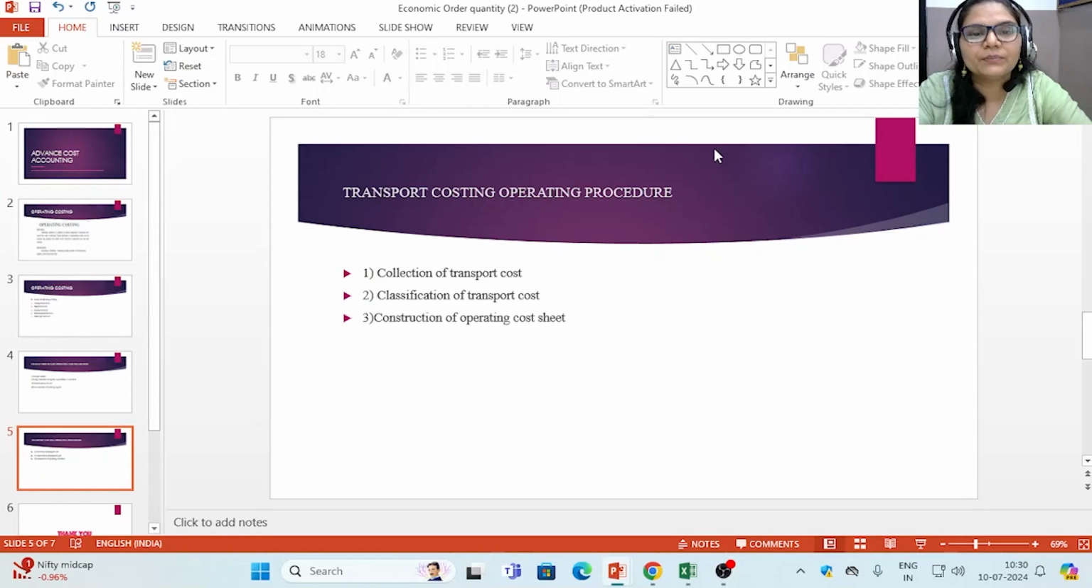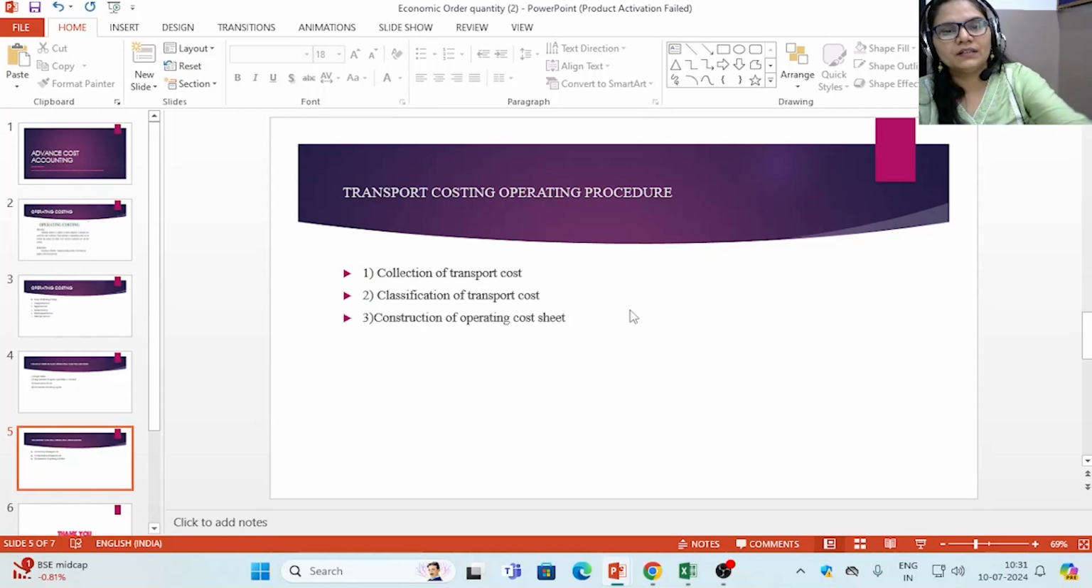The accounting procedure includes collection of transport cost, classification of transport cost, and construction of operating cost sheet. Now, collection of transport cost. For determination of service cost in a transport organization, all the costs related to transport services are collected continuously. Generally, in these types of organizations, detailed information regarding each variable is collected. For this purpose, a separate logbook is kept for each vehicle.